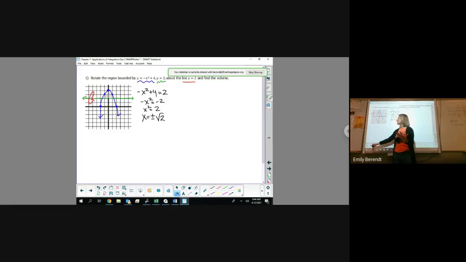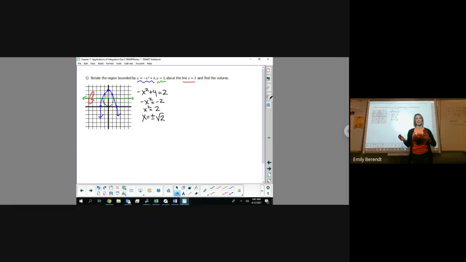But because you're rotating it about the line y equals 2, when you go to rotate it, you don't have a gap anymore. So it's not a washer. It's back to whatever day I had you guys, Thursday.